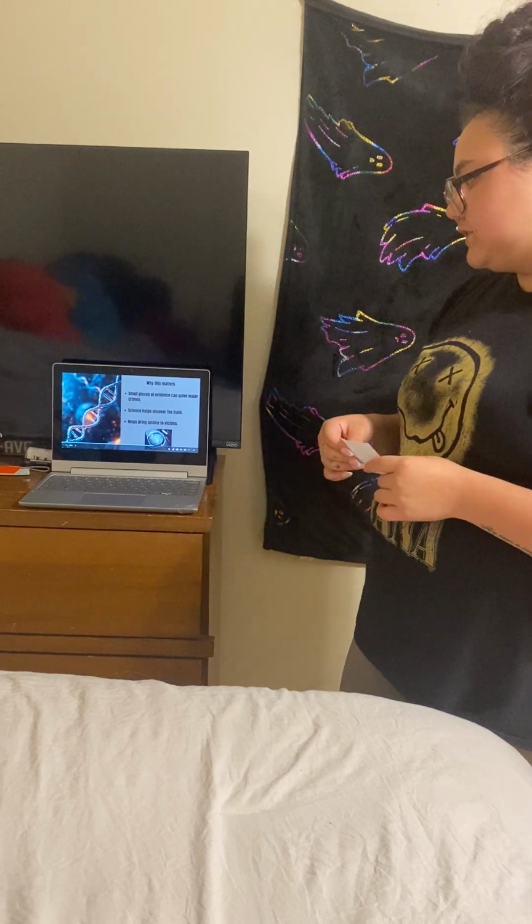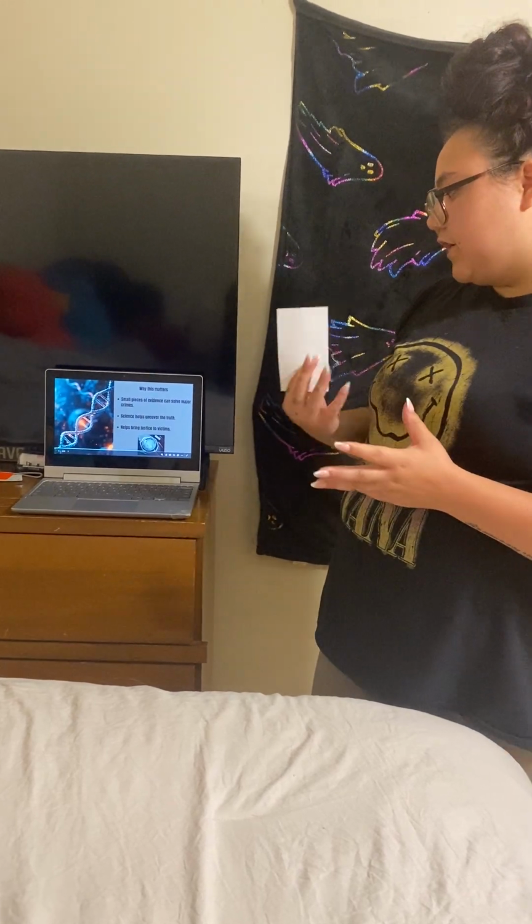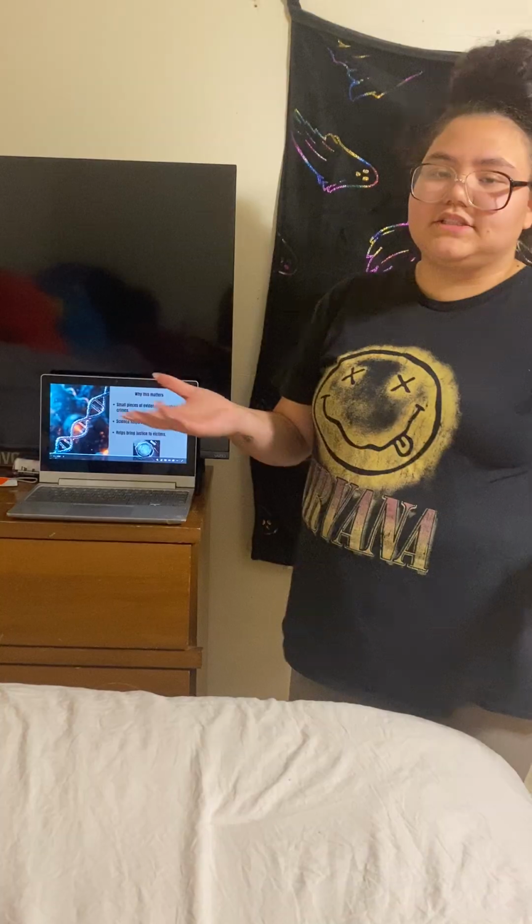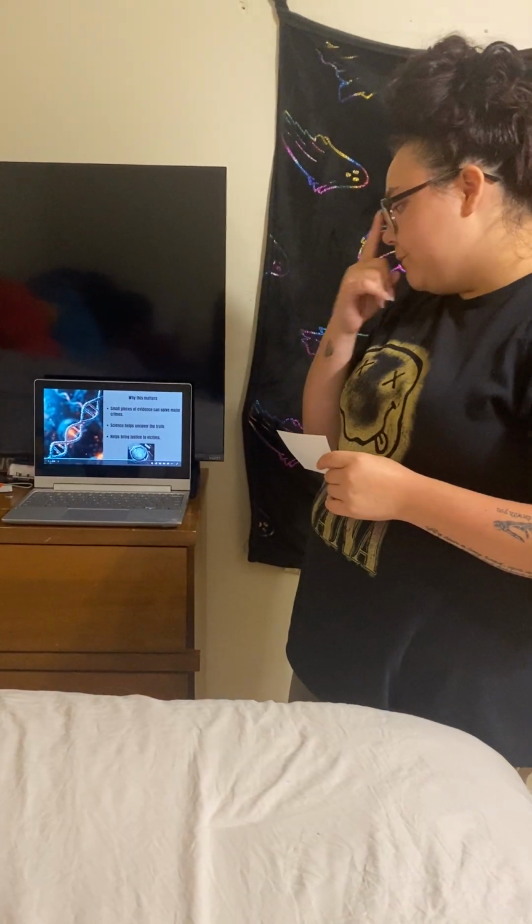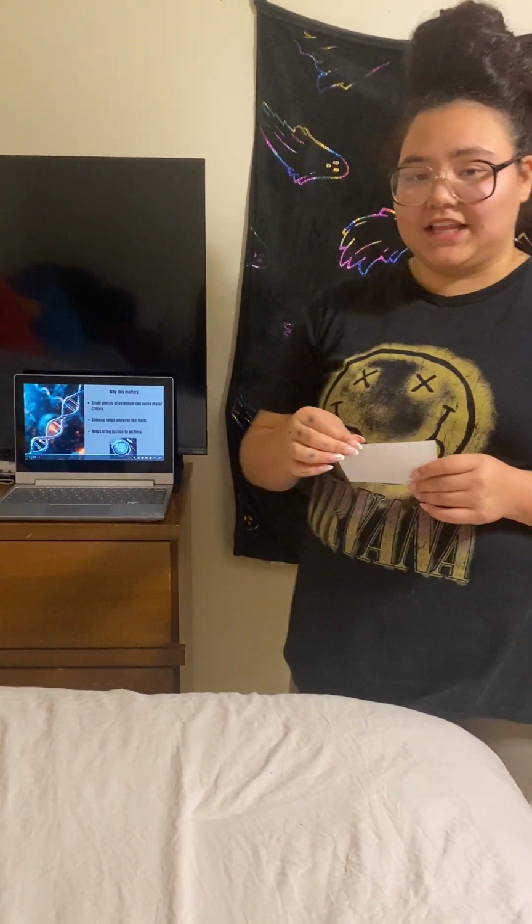So why this matters is it can help uncover the truth, and it also brings justice to victims. And just small pieces of evidence, like just the strands of hair or just one drop of blood, can help solve major crimes.